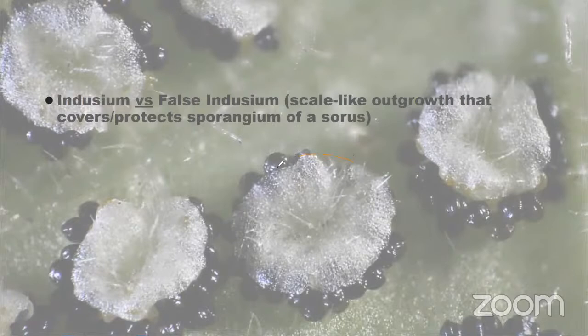So protecting the spore-containing structures. So this little umbrella you see in the center here is an example of an indusium. And as the video was showing us, this can take on many shapes. This is something we could describe and put in a dichotomous key if we were trying to identify a specific type of fern.